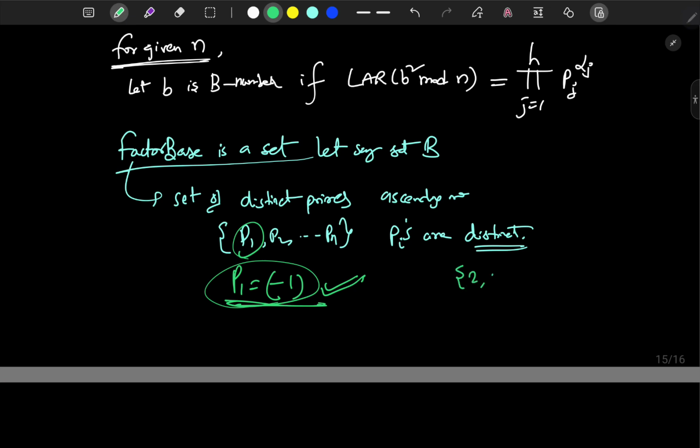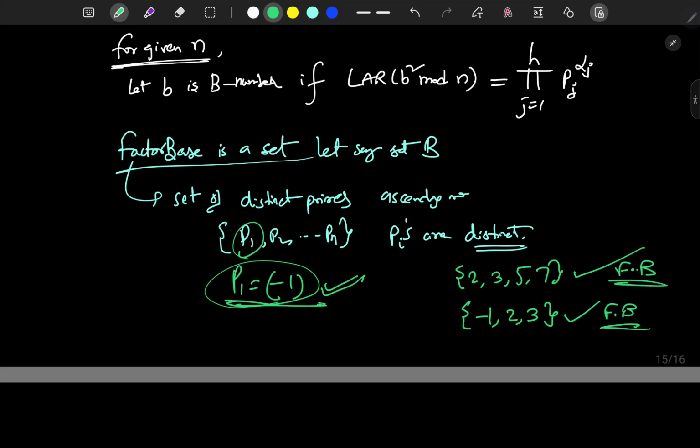Generally, 2, 3, 5, 7 is a factor base, because all are in ascending order. The ascending order is just our convention. Leave aside the ascending order; just think whether all are distinct primes or not. Yes. So this is also a factor base. You understand what I mean to say? The factor base is nothing but a set having distinct primes.